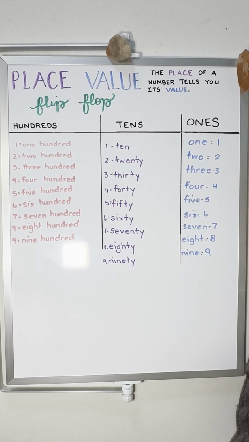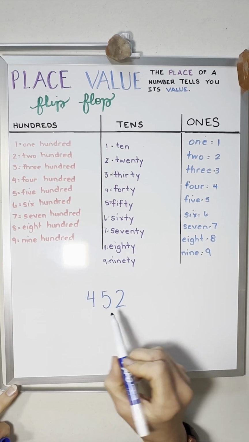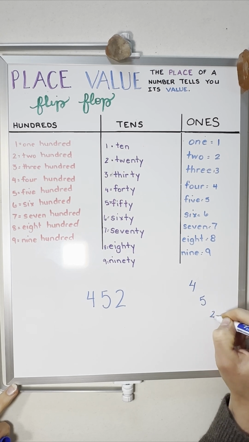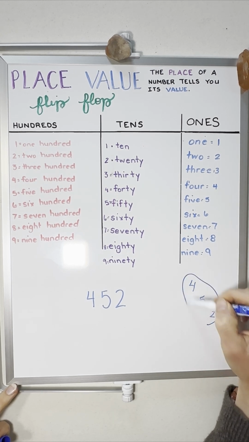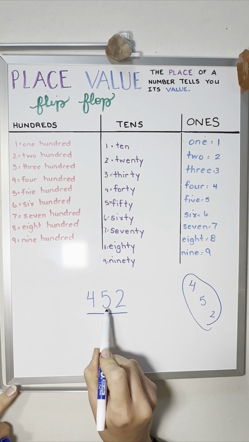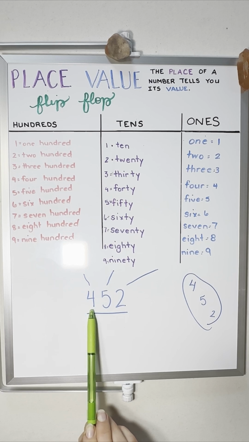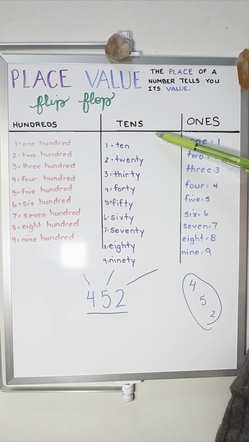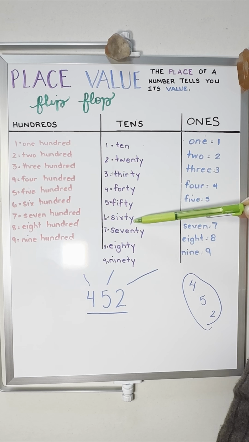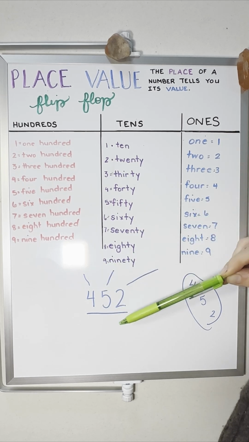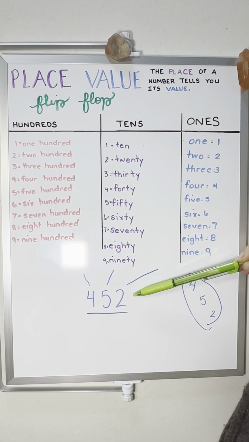Place value is a system for naming numbers, and the place of a number tells you its value. Each number here, if you look at 4, 5, and 2 separately, they have their own meanings. But when we put them in order like this, 452, the number in this spot is 400. We say 400. The number in this spot gets one of these special ones: 10, 20, 30, 40, 50, 60, 70, 80, 90. It gets one of the decade names.